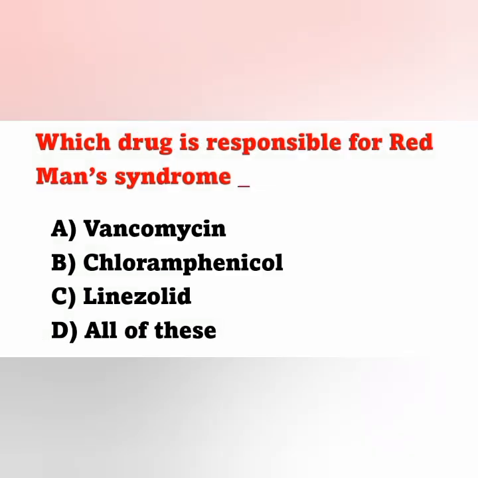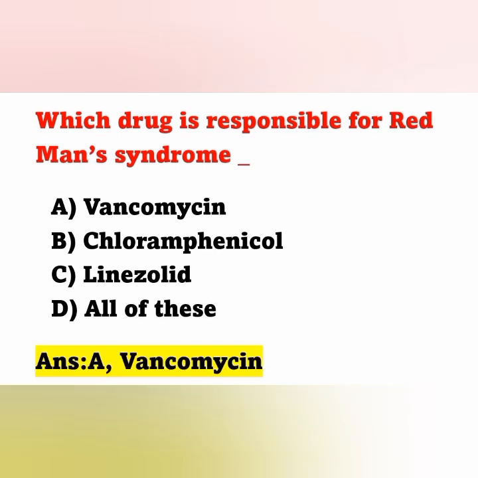And the next question, which drug is responsible for red man syndrome? Options, option A vancomycin, option B chloramphenicol, option C linezolid, option D all of this. And the correct answer is option A vancomycin. Red man syndrome is an adverse anaphylactic reaction of vancomycin which is characterized by pruritus, flushing and erythema of the head and upper body.